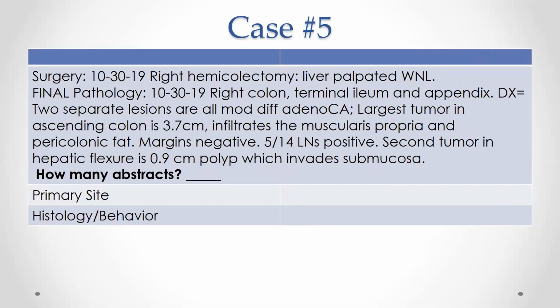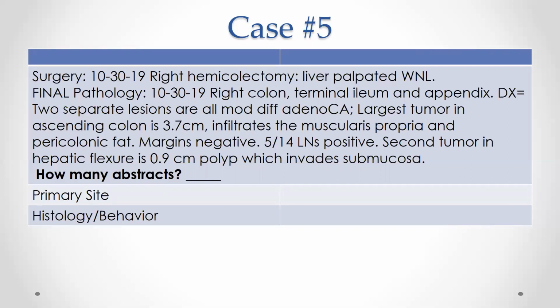Okay, case 5. We have a surgery or an op note that there was a right hemicolectomy. They also palpated the liver, and that was normal. In the final path report, we actually have 2 tumors. The ascending colon has a 3.7 centimeter tumor. The hepatic flexure has a smaller 0.9 centimeter polyp, but there is invasion in there.